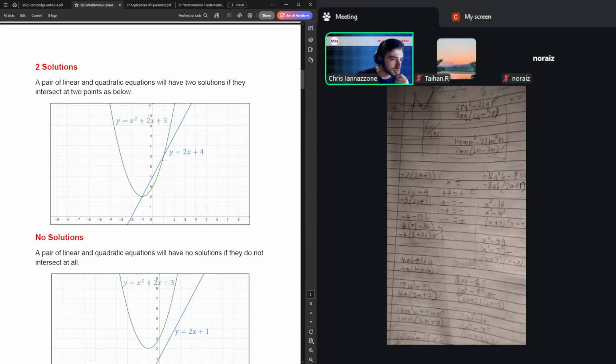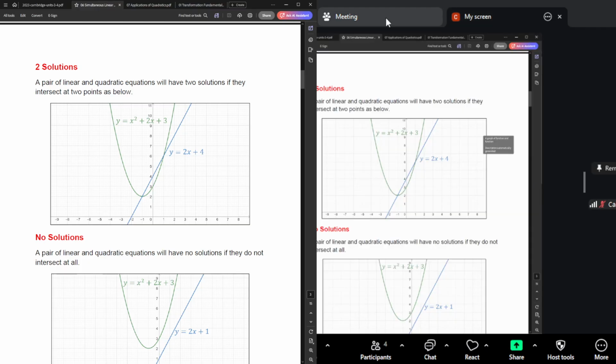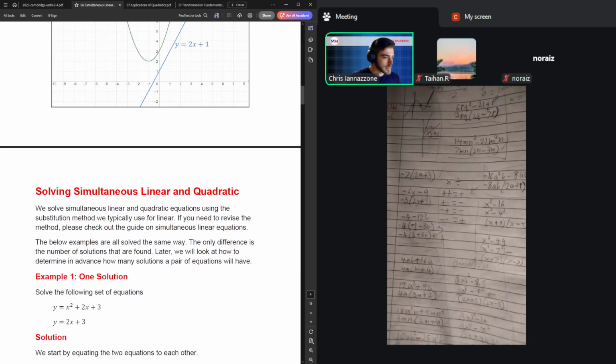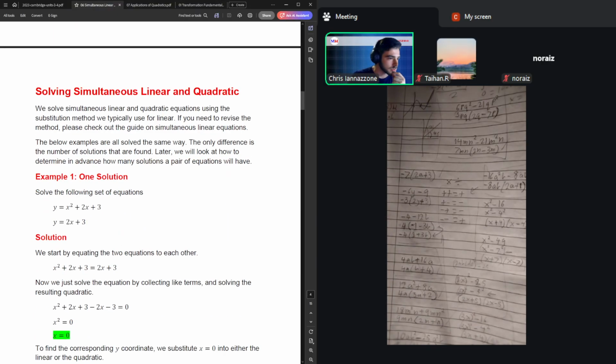The other couple of options you would have would be two solutions. So essentially your linear would cut through two separate points on the quadratic, and no solutions, which is simply that your linear doesn't touch at all. They're never going to interact with each other. Each of those is solved in a similar way.